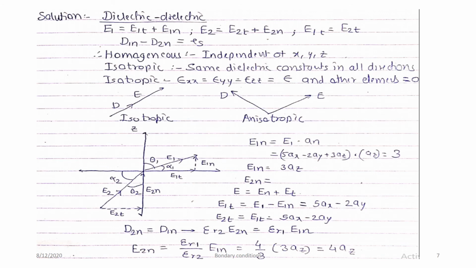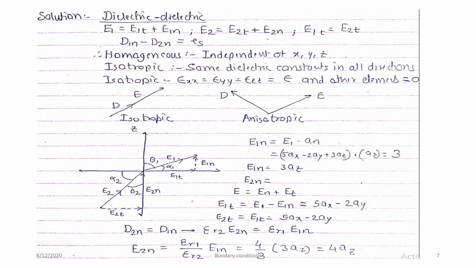Here the problem is solved. Since it is a dielectric region, the equations are written. E1 is equal to E1t plus E1n, E2 is equal to E2t plus E2n, and as you know, the conditions are E1t is equal to E2t, and D1n minus D2n is equal to rho s, which can be 0 if there are no charges. Homogeneous, as I explained, means independent of x, y, z. Isotropic means the same dielectric constant in all directions: epsilon xx, epsilon yy, epsilon zz are equal to epsilon, and the other elements are equal to 0.